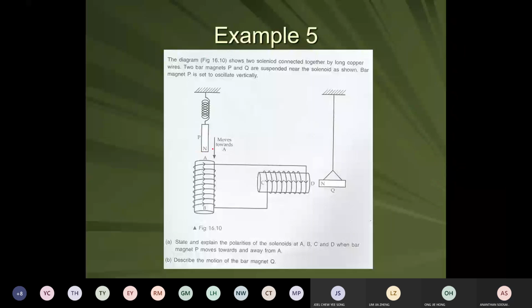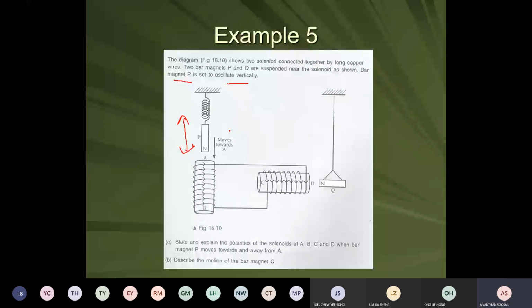One magnet here, another magnet here. The two solenoids are connected together by long copper wires. The two magnets P and Q are suspended. The magnet P is set to oscillate, oscillating up and down. Then they say, state and explain the polarity of the solenoids A, B, C, and D when bar magnet P moves towards and away from A.